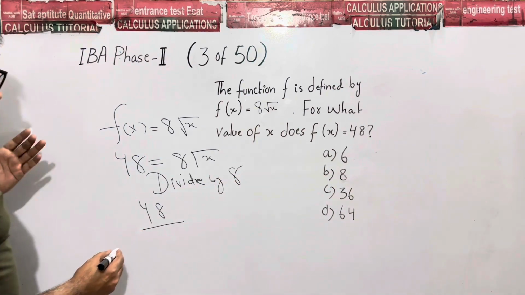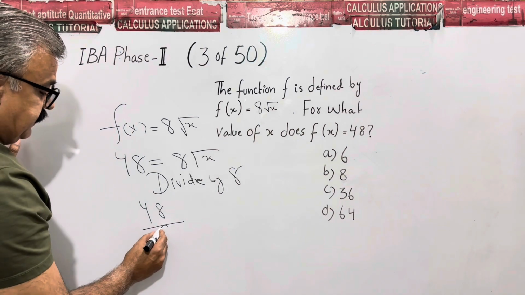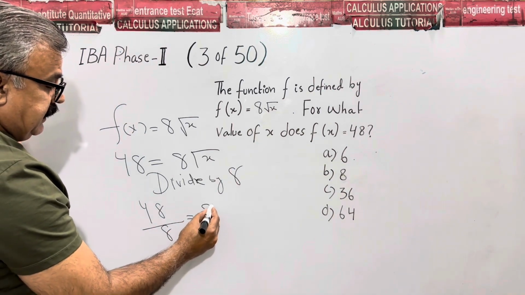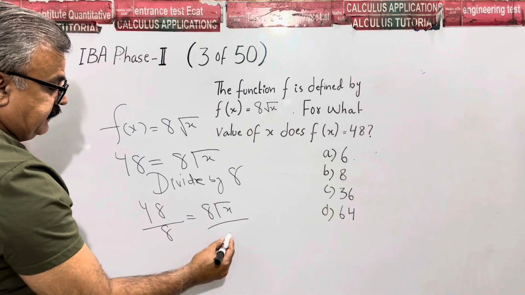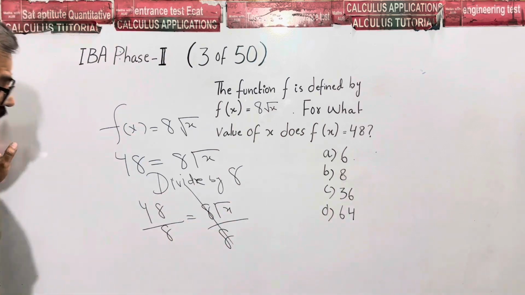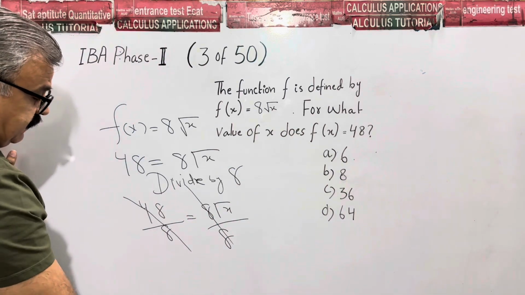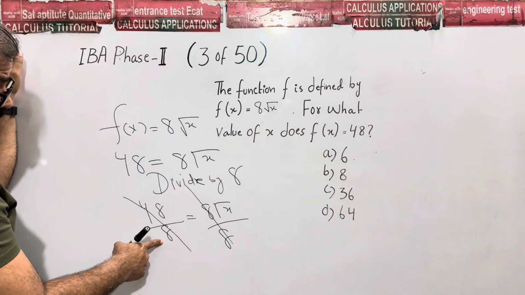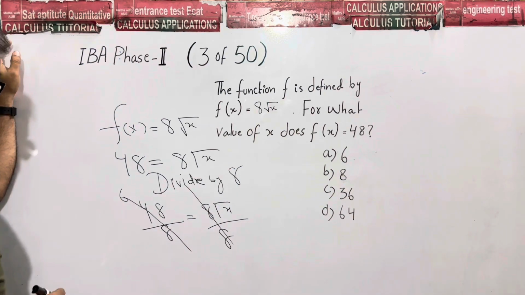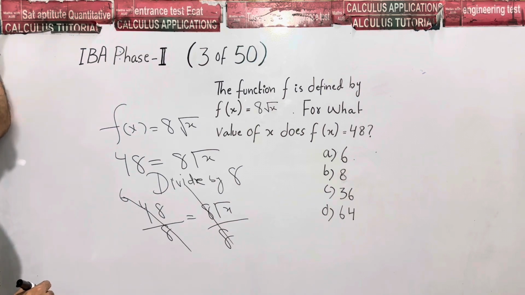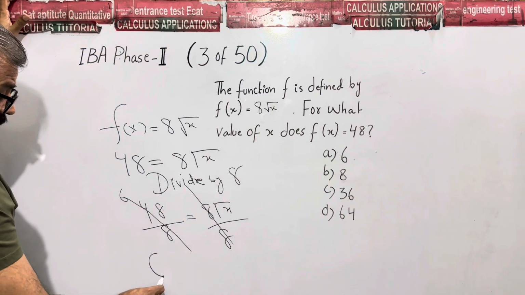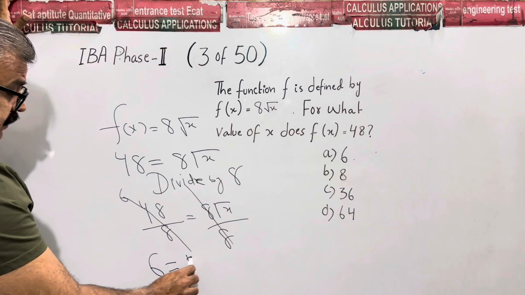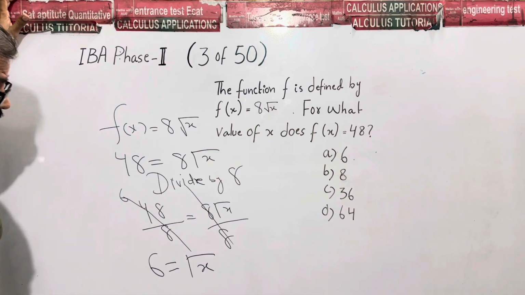We have 48 divided by 8, and on the other side 8 times root x divided by 8. The 8 cancels out. 6 times 8 is 48. So I have 6 is equal to root x.